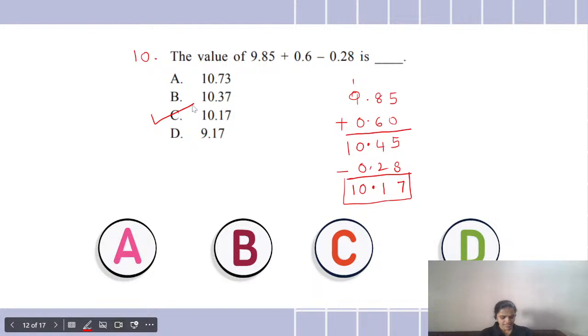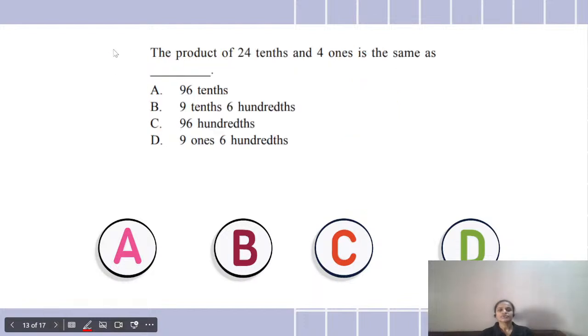Yes, only Ritika gave the correct answer. So children, you all have to be very careful. Ritika, it seems you're way too behind in the questions that we are discussing on the screen. No worries. So this is how we find out the final answer, and option C is the correct answer. Children, calculate carefully, go step by step, so that you'll get the correct answer. All right, moving on to the next question.